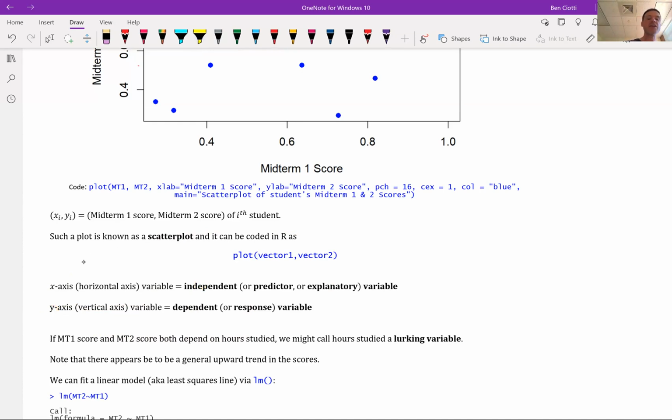Now, it may not in fact be true that your midterm 2 score depends on your midterm 1 score. For example, if you didn't study for midterm 1 but did for midterm 2, then the two might not have any relation. In fact, they both probably depend on the number of hours studied, so in that case, you might call hours studied a lurking variable. So just because we call x the independent or the explanatory variable, and we call y the dependent or response variable, doesn't mean that that is, in fact, the true relationship between those two variables.